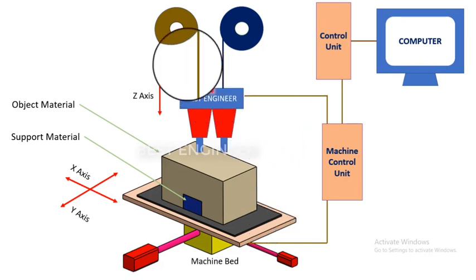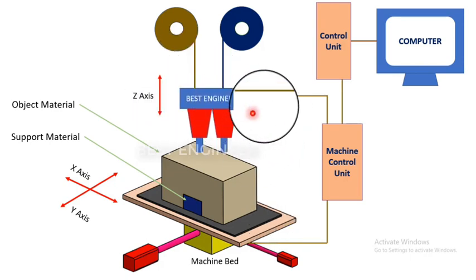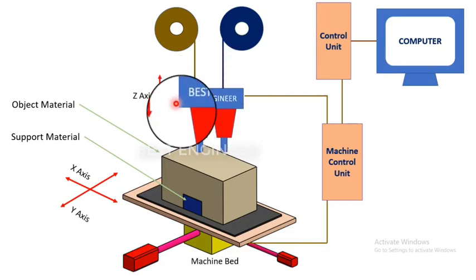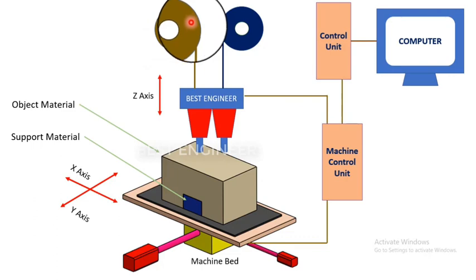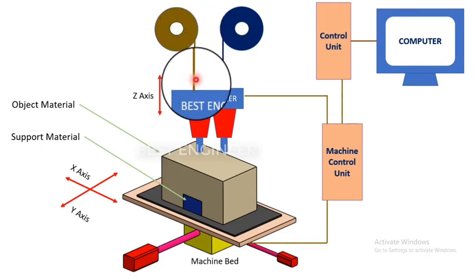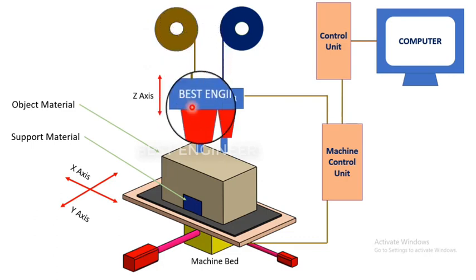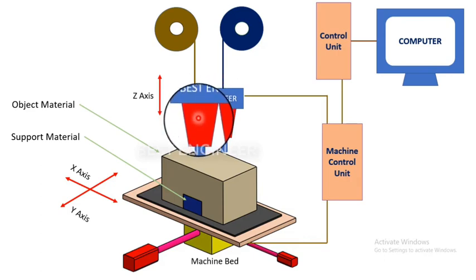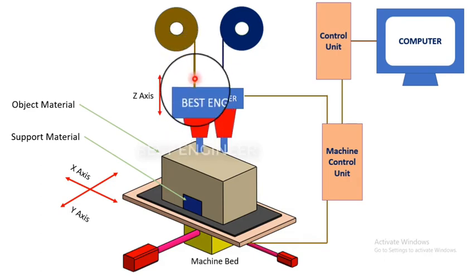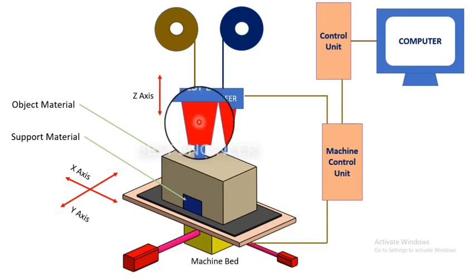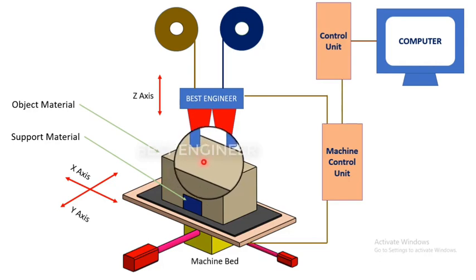Now see here, this is the extruder setup. In the extruder setup, there will be a heating unit. The filament will come from the spool and enter the heating zone. Here the filament will be melted and moved to the nozzle. The unmelted filament will act like a piston arrangement and push the melted filament into the nozzle. The material will be deposited over the bed. This is the basic concept of FDM technology.